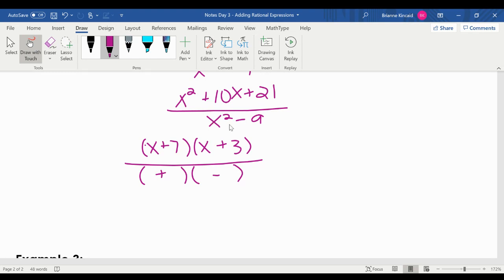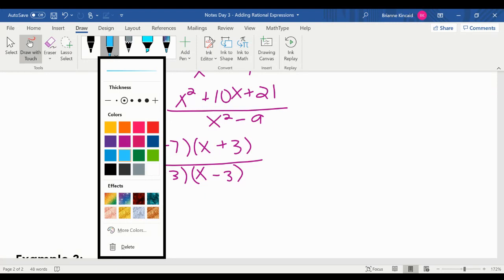We ask, what squared gets me to x squared? The answer is x, so it comes first. And then what squared gets me to 9? The answer is 3, so it comes second. In doing this, you're essentially canceling out that middle x term.